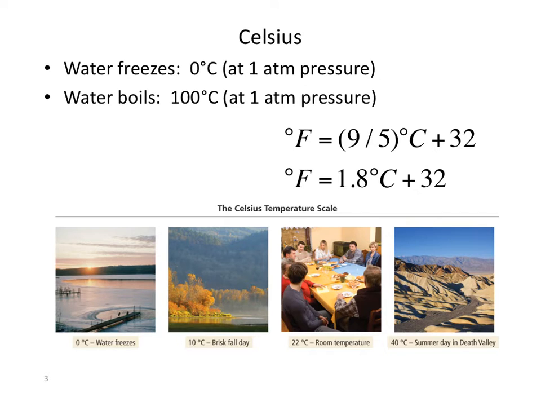I think it is a little bit helpful to have an idea of what some of the temperatures in the Celsius scale are, and how they compare to the Fahrenheit temperature scale. So, of course, water freezes at 0 degrees Celsius. 10 degrees Celsius would be a brisk fall day. Room temperature is about 22 degrees Celsius. And a hot summer day in Death Valley would be about 40 degrees Celsius. So that kind of gives you an idea of how temperatures on the Celsius temperature scale compare to what we may be more familiar with in the Fahrenheit scale.